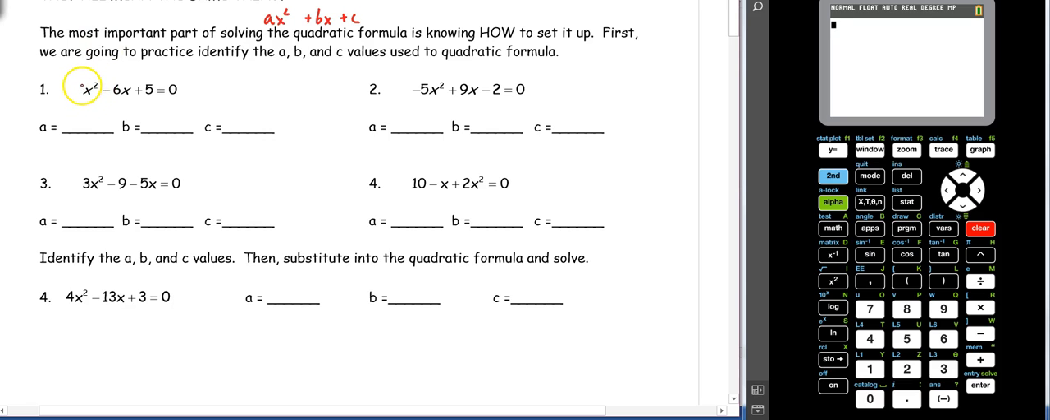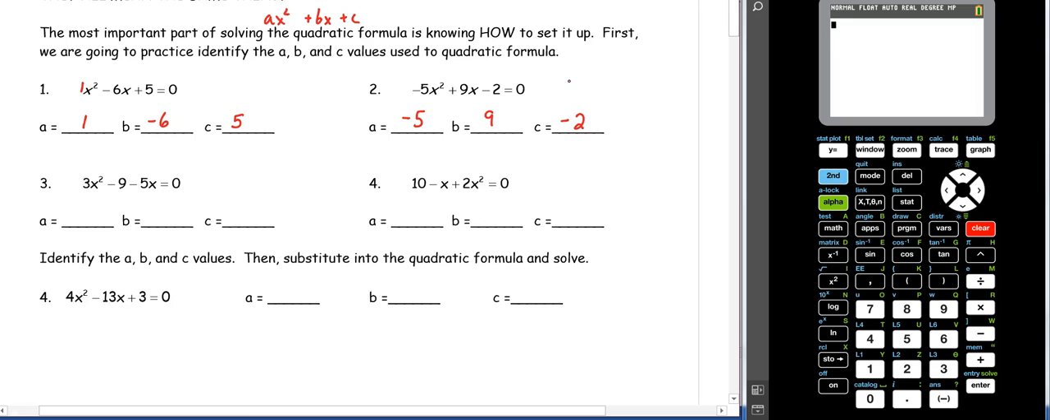The a is always what's in front of the x squared, so in this case there is no number, so it's just a 1. The b is what's in front of the x with the sign that it has, so negative 6. And the number by itself is the constant, which is c. In number 2, the number in front of the x squared is negative 5 for the a value, positive 9 in front of the x for the b value, and negative 2 is the number by itself for the c value. Now, 3 and 4 are not set up in the proper format.